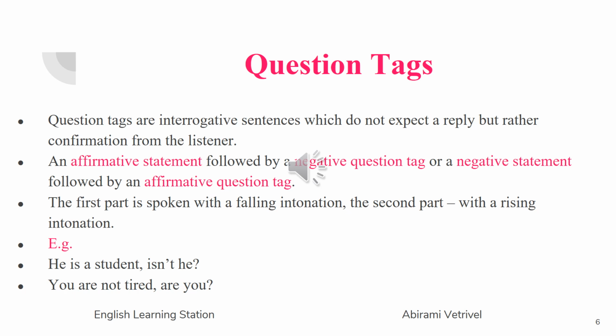For example, he is a student, isn't he? Here, the statement is affirmative, therefore the tag is negative. In the second example, you are not tired, are you? The statement is negative, therefore the tag is positive. The first part of the statement of a question tag is spoken with a falling intonation, while the second part, the tag, is spoken with a rising intonation.